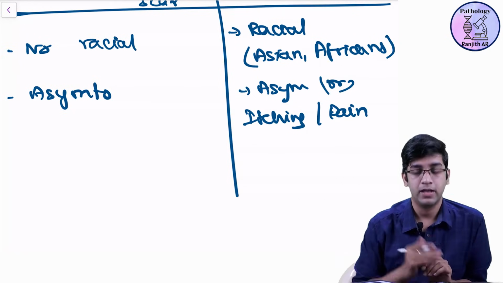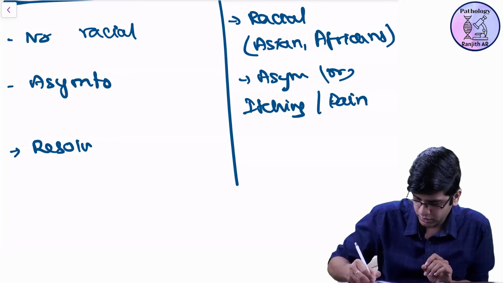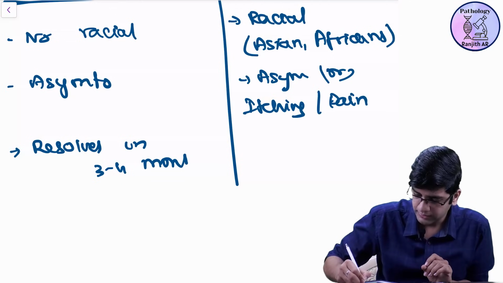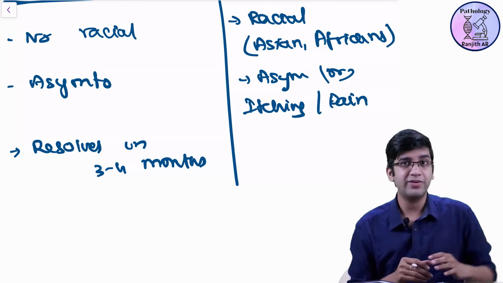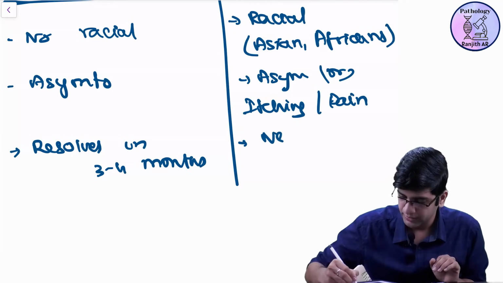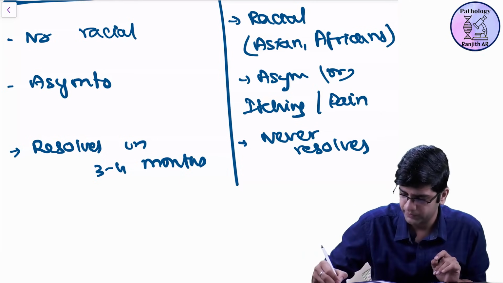Next. Hypertrophic scar resolves on its own, in 3 to 4 months for sure. They don't have a huge problem. Keloid will never resolve. They'll be there for sure throughout life.